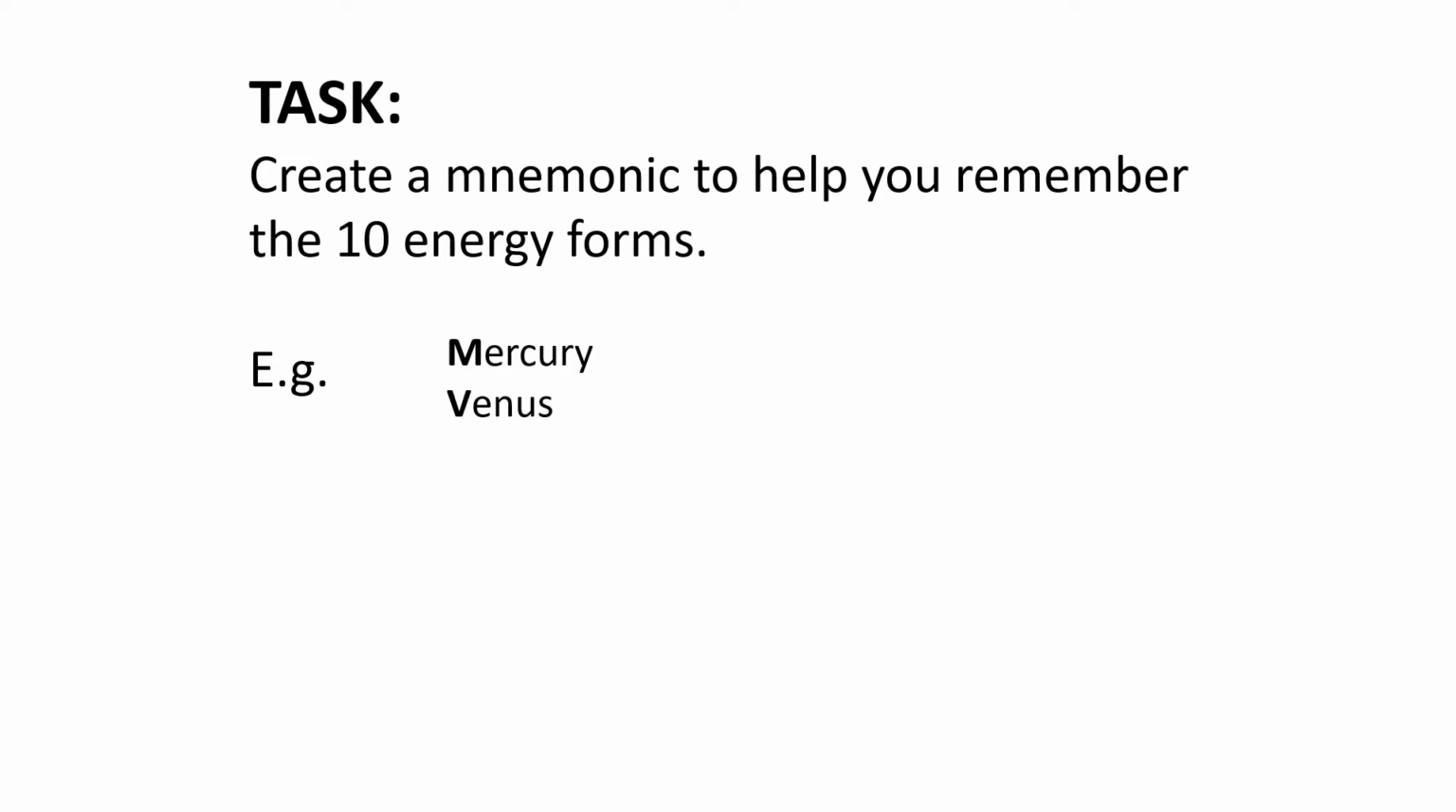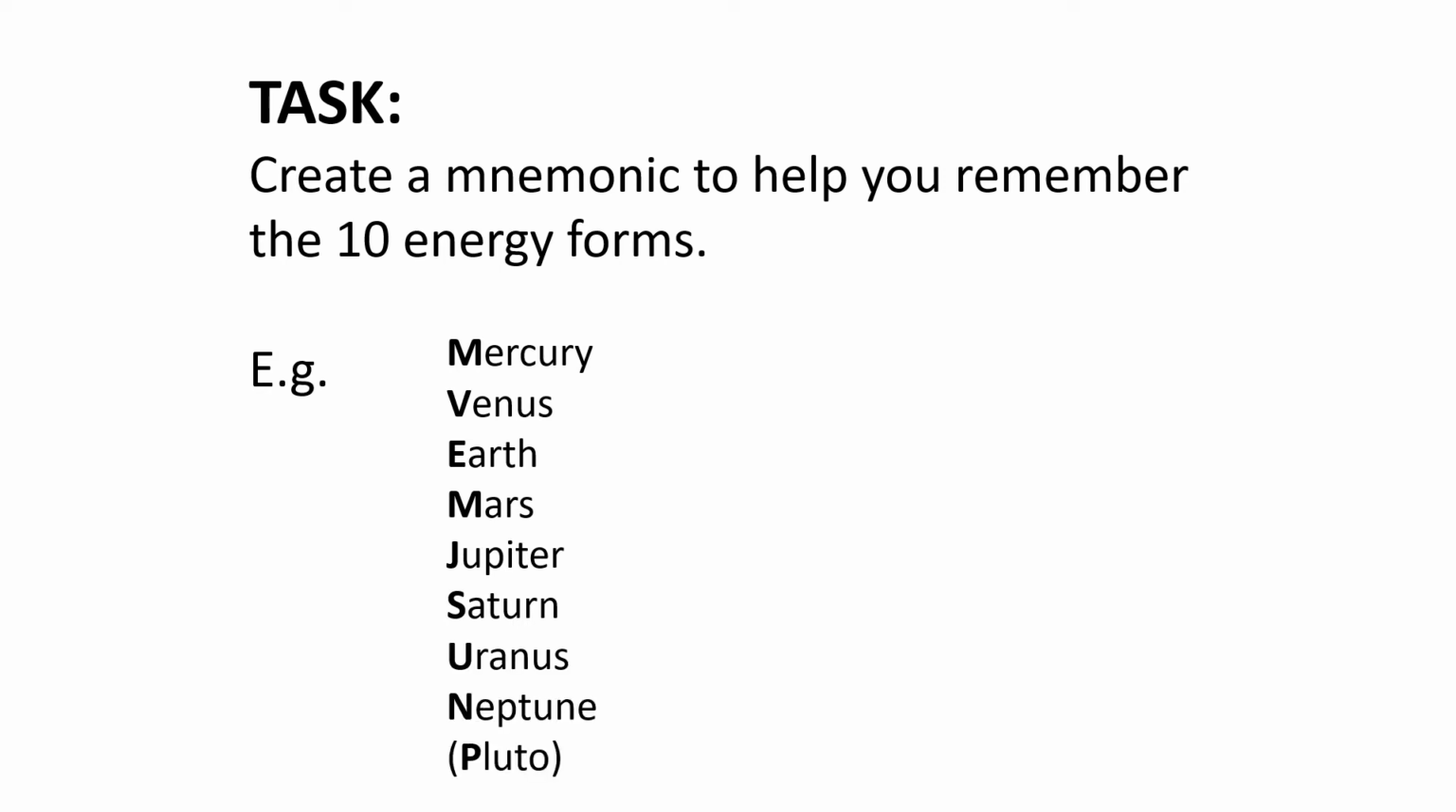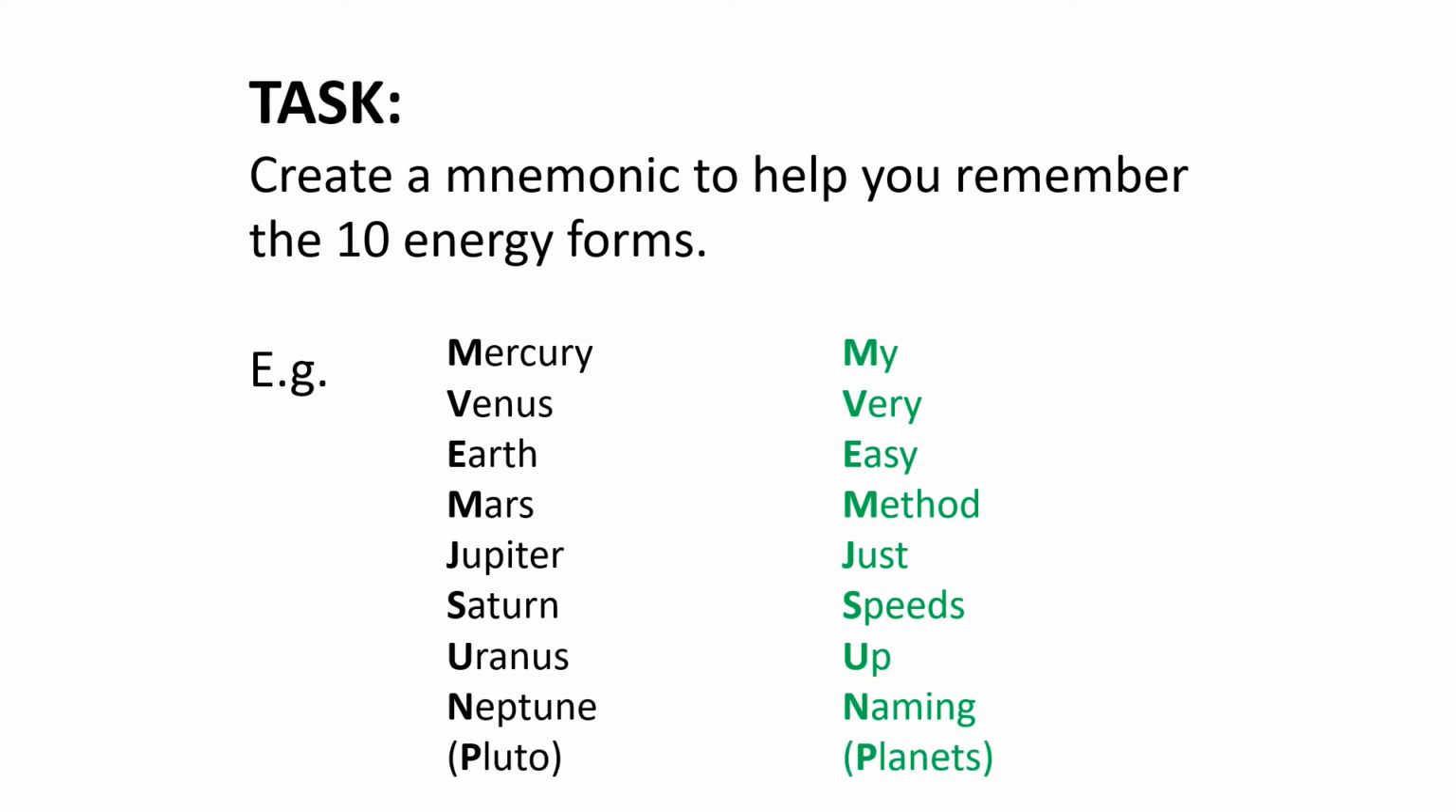You need to know Mercury, Venus, Earth, Mars, Jupiter, Saturn, Uranus, Neptune, and Pluto, which isn't technically a planet anymore, but we still count it. Now the mnemonic that you might have heard of before is "My Very Easy Method Just Speeds Up Naming Planets", and it helps us remember the first letter of each of the planets in the correct order as well.